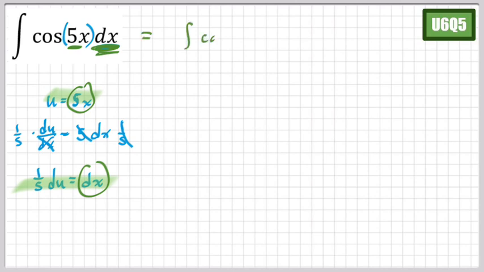So I have cosine u, and then 1/5 du. I didn't do the shortcut here. Normally, I would just take this 1/5 and right out in front. You could do that with integrals, or with derivatives. Take out the scalars, make all the numbers smaller. It's nice. All right, so we have 1/5.